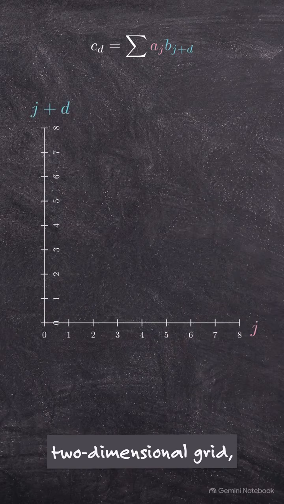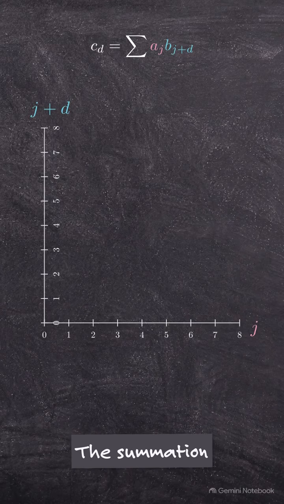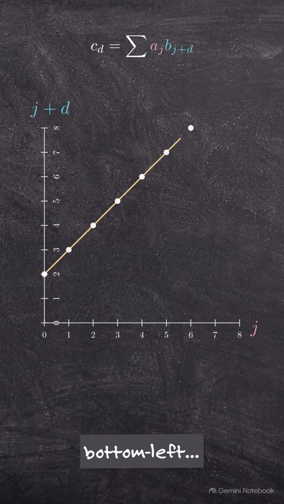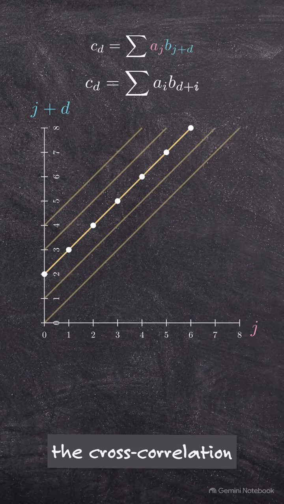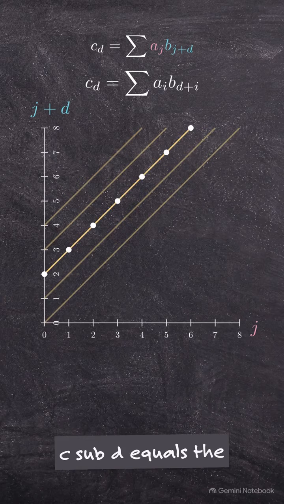Returning to the two-dimensional grid, watch the geometry change. The summation diagonals seamlessly shift their slope from top right, bottom left to top left, bottom right. This exactly visualizes the cross-correlation formula. C sub d equals the sum of a sub I times b sub d plus I.